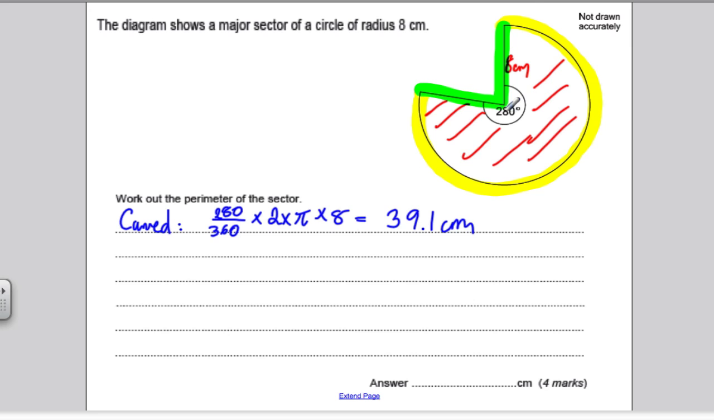Now, to get the perimeter, we have to add 2 lots of 8, so therefore perimeter is therefore 39.1 plus the 8 plus another 8, and we would get ourselves 55.1 centimeters. Simple as that. Nice, easy 4 marks. 55.1 centimeters. Okay, again, look at the next question, pause the video, have a go, mark your work.